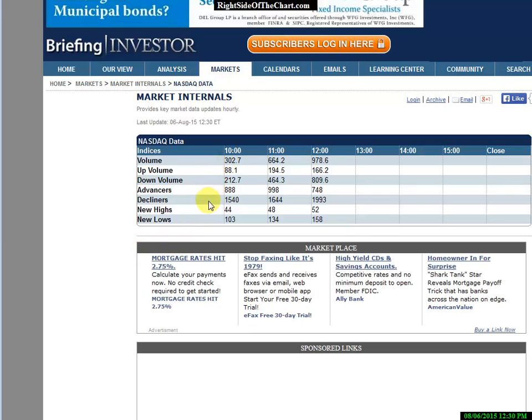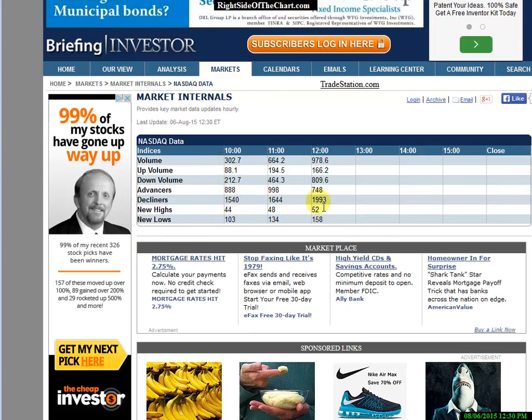And as you can see here, throughout the day, the decliners have been increasing. So we see fewer and fewer advancers as the day goes on, at least since 11 o'clock, and we see a steady increase in the decliners, as well as stocks making new lows. Half an hour after the market opened, we only had 103 new lows. Now we're at 158. Those are 52-week lows.